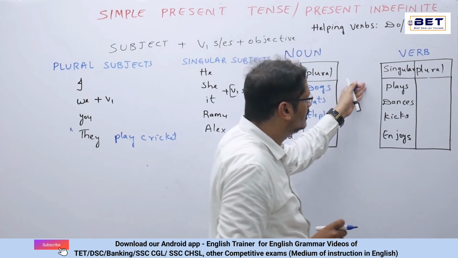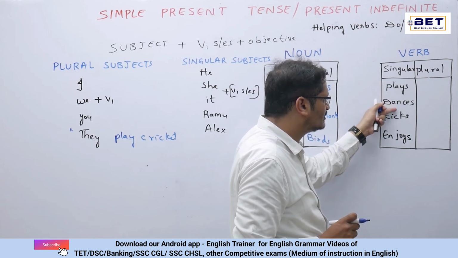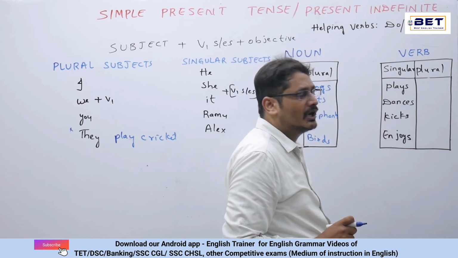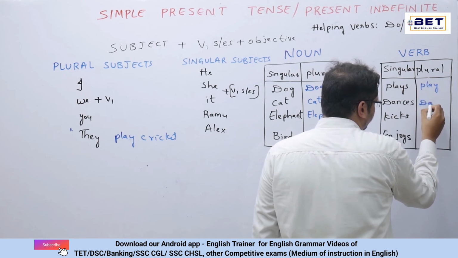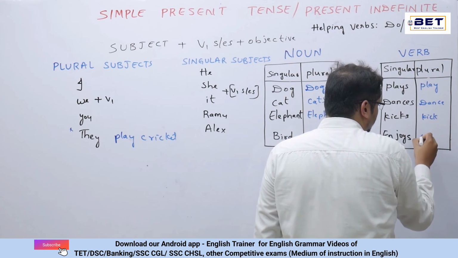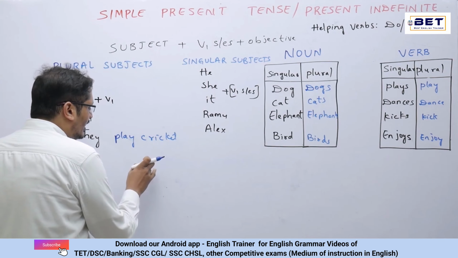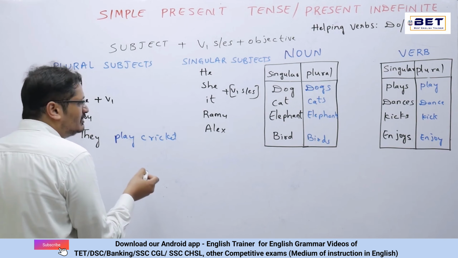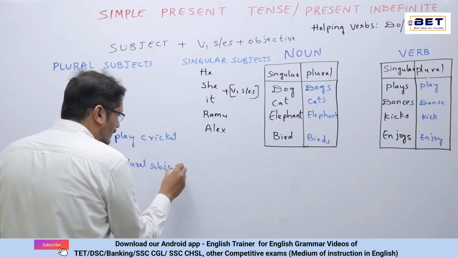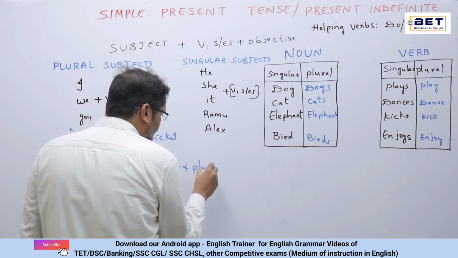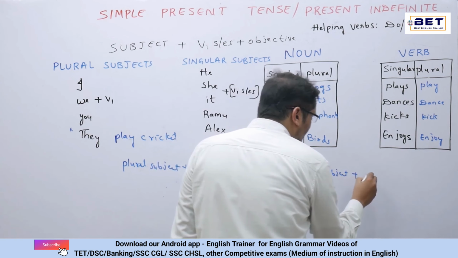Now we have verb here. Singular with S: plays, dances, kicks, enjoys. Now plural, let's write: play, dance, kick, enjoy. Now based on this concept, whenever we are making any sentence formation, how do we generally make it? We generally make it as plural subject plus plural verb. Here, singular subject plus singular verb.